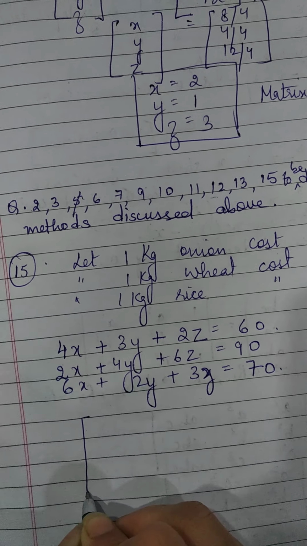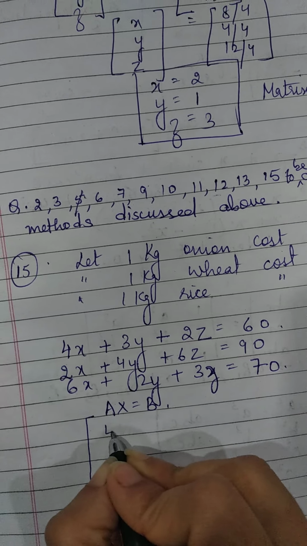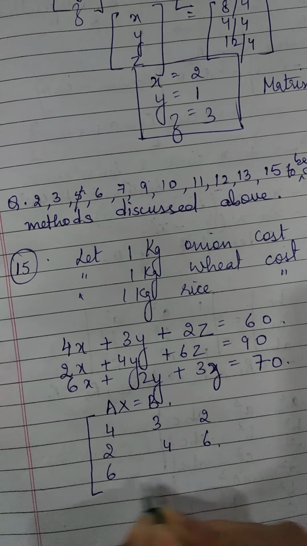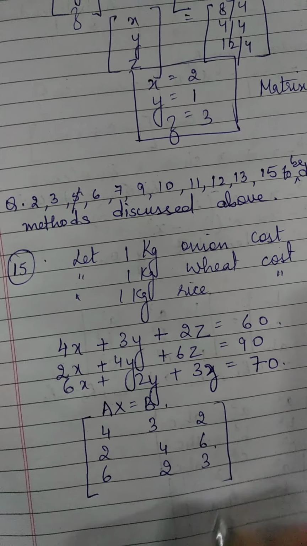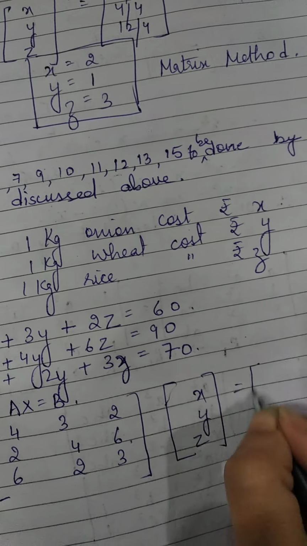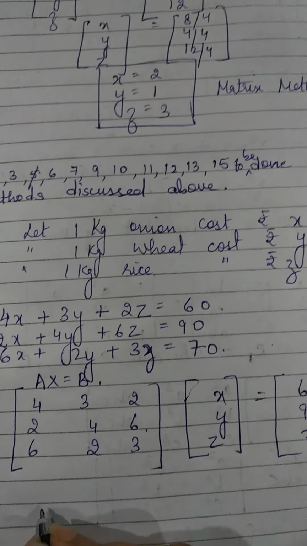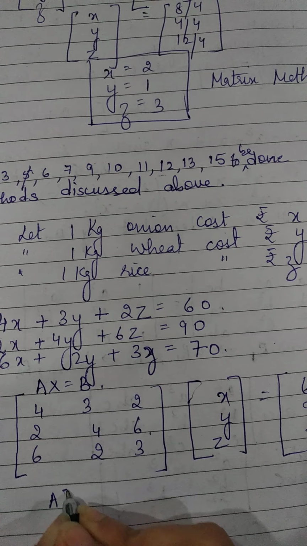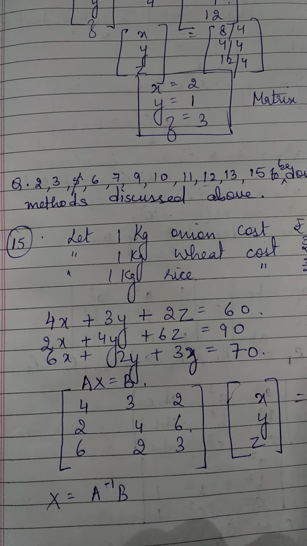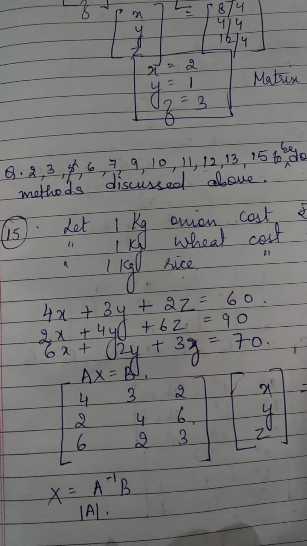We have formulated the equations, so our matrix equation will be of the form AX equal to B. A will be 4, 3, 2, 2, 4, 6, 6, 2 and 3. Matrix X would look like x, y, z and B would look like 60, 90 and 70. Likewise, you will find A inverse, and X is equal to A inverse B to calculate the values of x, y and z. For that you need to find the determinant value. I hope it is clear to you students.